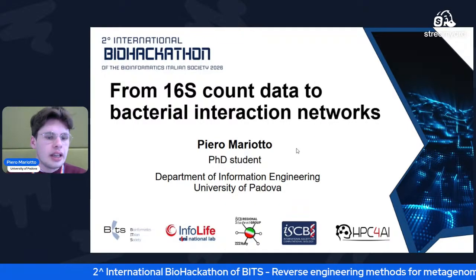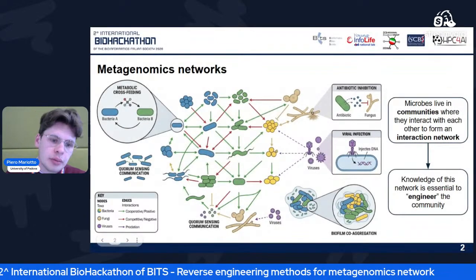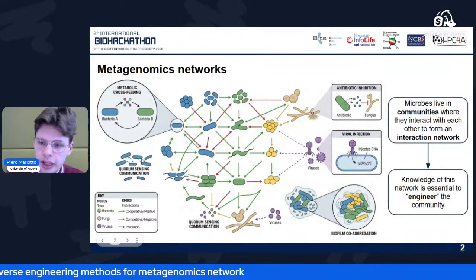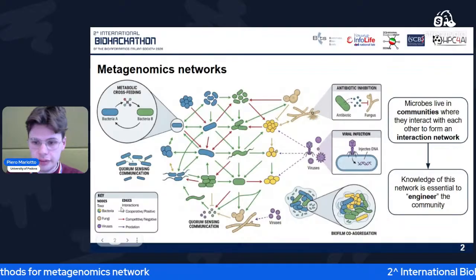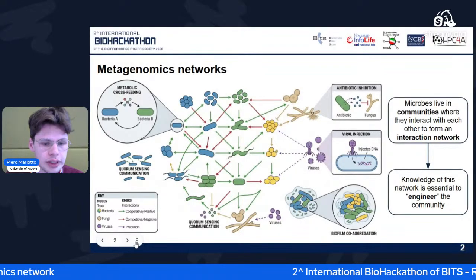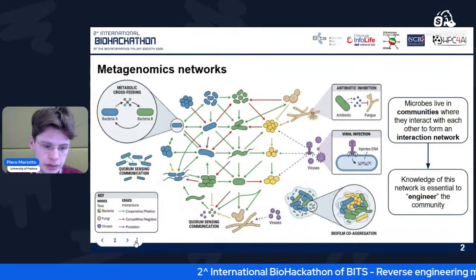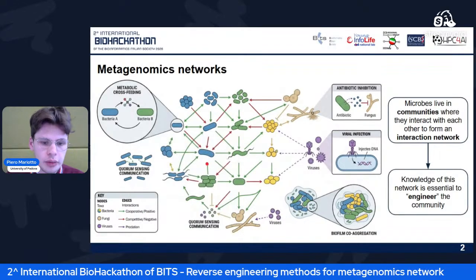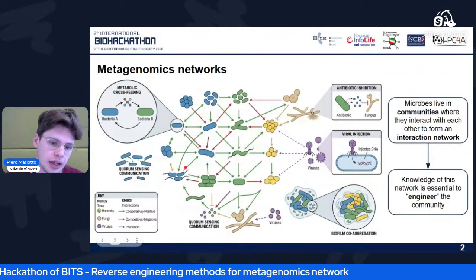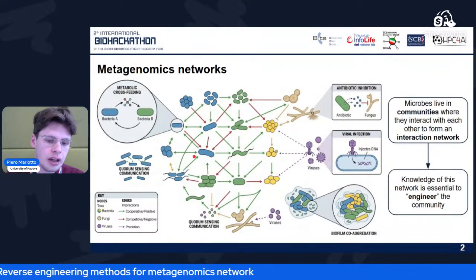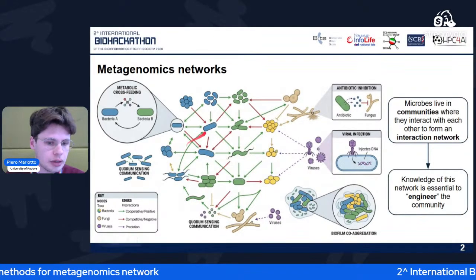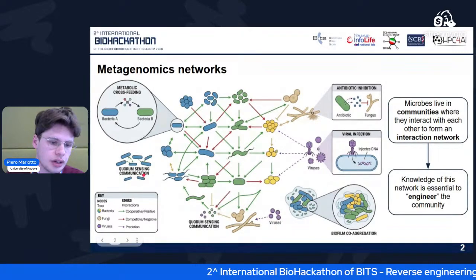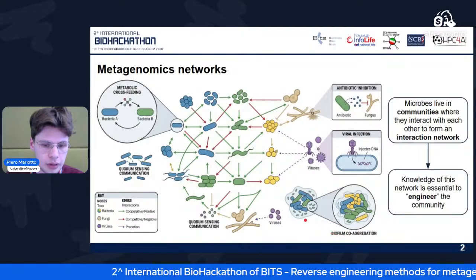So a very quick recap on what microbial interaction networks are. As you probably know, microbes don't live in isolation. Instead, they live in a community where they interact with one another. Here is a depiction of a mock community where you can see various types of interaction, from, I would say, more simple interactions like cross-feeding of resources or competition, to also more nuanced interactions like quorum sensing or biofilm coaggregation.